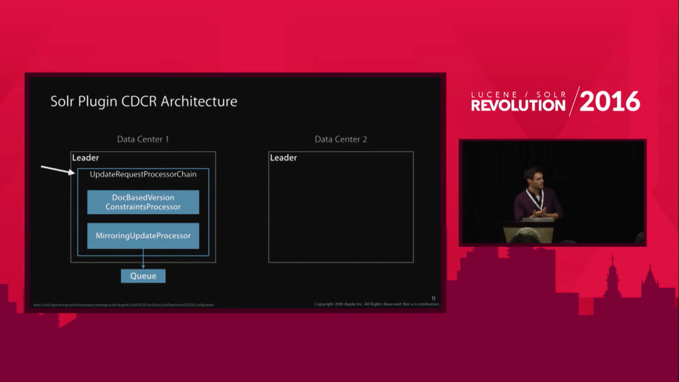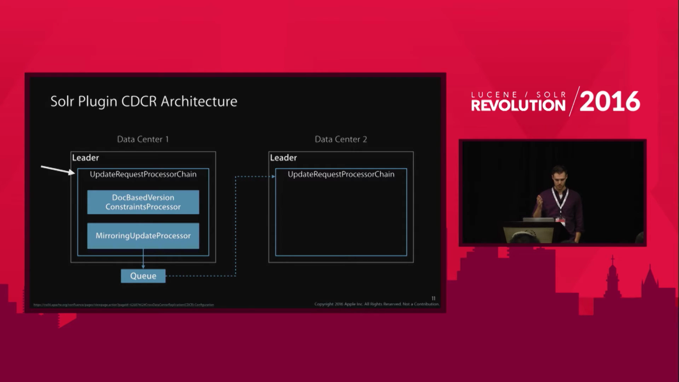Then the next piece we add is this mirroring update processor, and this is something that we developed at Apple. Basically, this is the piece that, at the end of processing the update locally, says, okay, this is a good update, I like it, we'll put it in the queue so that it can be replicated across data center via that machinery that we just talked about with the mirroring service and the consumer.